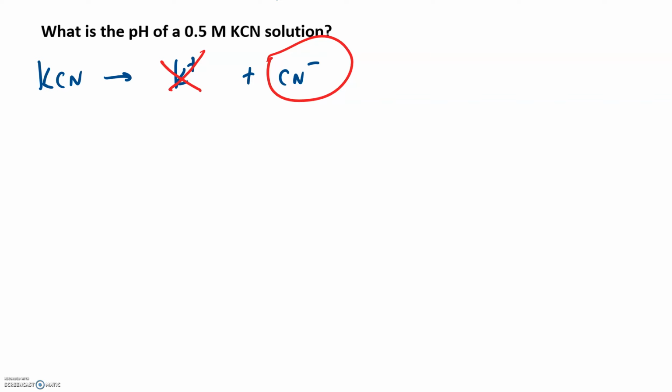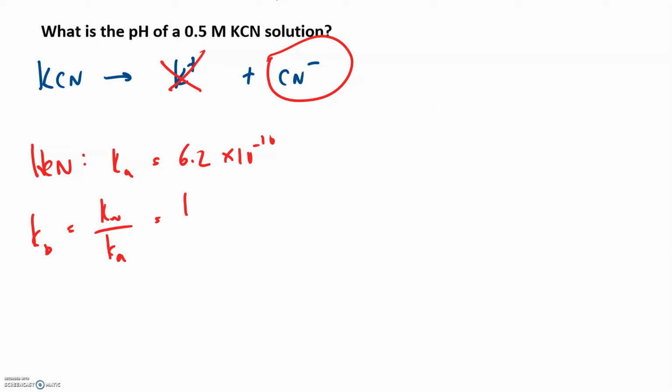But this is the conjugate base of an acid. If I have a salt like this, for the negative ion of a salt, I just look for something that looks familiar in our table of acids, and we find that it is the conjugate base of hydrocyanic acid, which has a Ka of 6.2 times 10 to the minus 10th. So the Kb is going to be the exact opposite, Kw divided by Ka, which in this case is 1 times 10 to the minus 14th over 6.2 times 10 to the minus 10th. We get a Kb of 1.6 times 10 to the negative 5th.